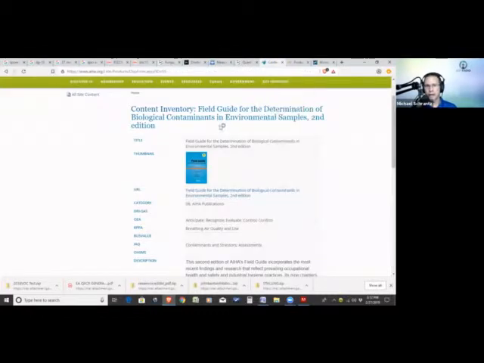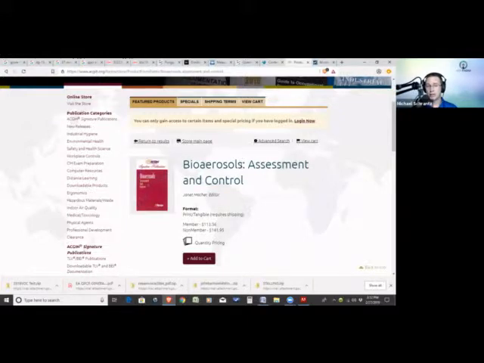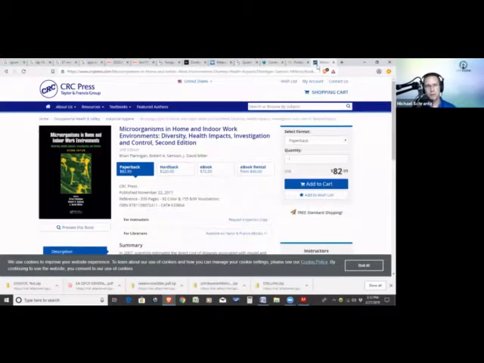In fact, I'll skip real quick and show you. There's a lot of good books out there. Field Guide for the Determination of Biological Contaminants in Environmental Samples, second edition by the AIHA. Bioaerosols: Assessment and Control from 1999, still a great book and a reference. Even Microorganisms in Home and Work Environments, I have it right here. Great resources, and I pulled a lot of the information in terms of citing from these books, if you want to go back and take a look.